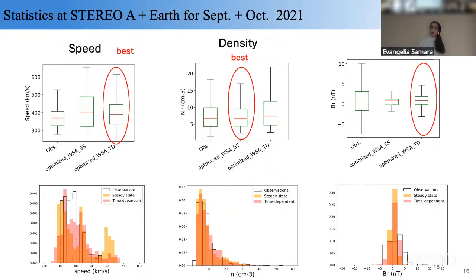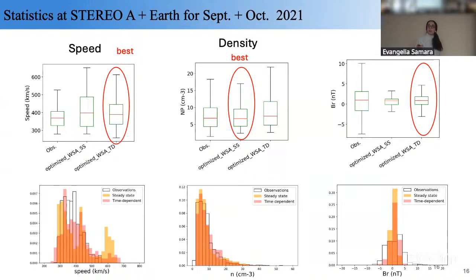And I put next to them my distributions with the steady state and with the time-dependent approach for all the parameters of interest, and for speed and BR. Again, it's not perfect, but it's much closer to the ground truth compared to the steady state simulations. I hope you see the same with my histograms here.